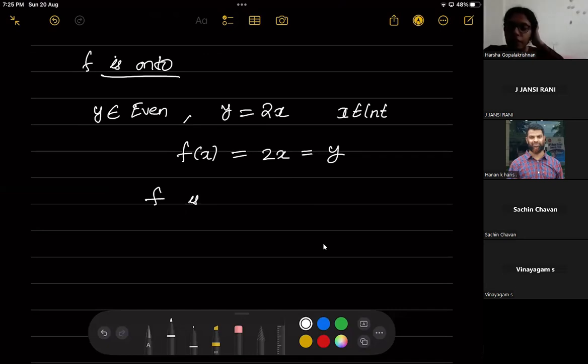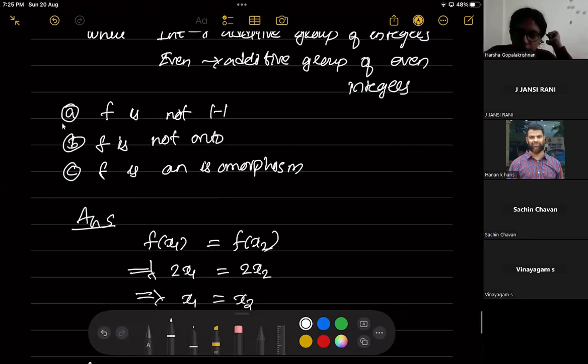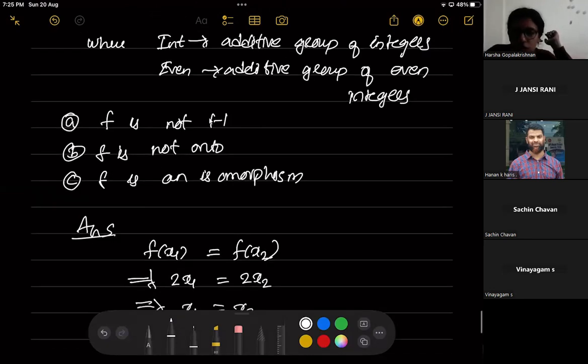So, we got that f is 1-1 and onto. So for both the options, A and B are false, since they say not 1-1 and not onto. Now, we need to check the isomorphism. In the beginning, we went through the definition of isomorphism. Do you remember what the definition of isomorphism is?